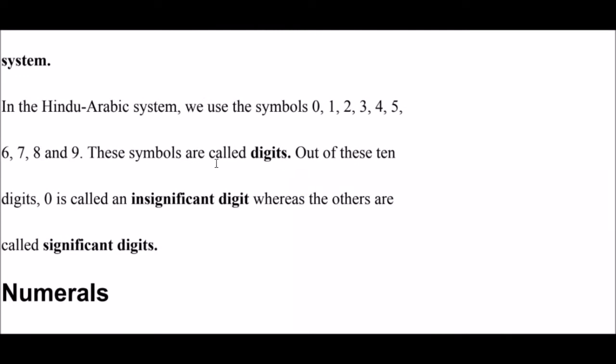In the Hindu Arabic system, we use the symbols 0, 1, 2, 3, 4, 5, 6, 7, 8 and 9. These symbols are called digits. Out of these 10 digits, 0 is called an insignificant digit, whereas all the other 9 digits, 1, 2, 3, 4, 5, 6, 7, 8, 9, are called significant digits.